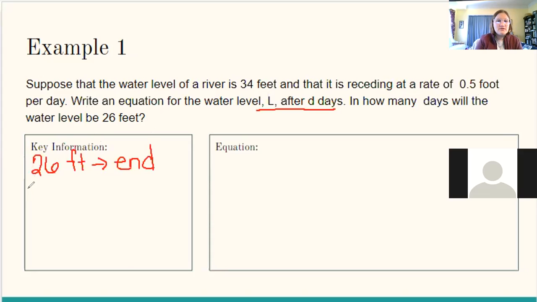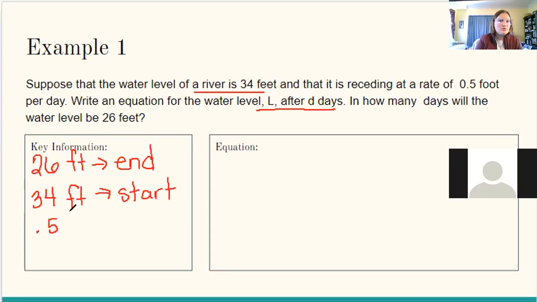Okay, we've got 34 feet. People are saying in the chat, again, 34 is a very nice number, but what does it mean? It's 34 feet right now. So that's where we're starting. So we're starting at 34. We're going to end at 26 feet.